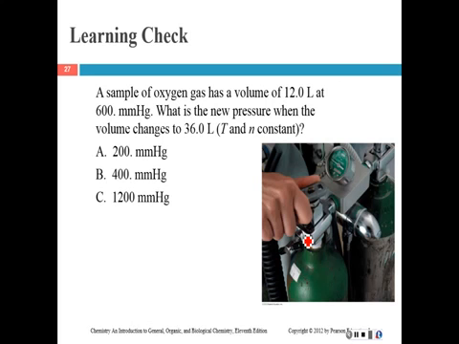Now here's a problem for you to try. Go through the whole thing, write down the data first, and then take your gas law and solve it for your unknown. So we start off with a sample of oxygen gas at a volume of 12 liters, so that's going to be V1, at 600 millimeters of mercury, that's going to be P1. What's the new pressure? That's your unknown. And 36.0 liters is your V2. So let's see if you can solve this one. Pause the video and come on back then and you can see the solution.